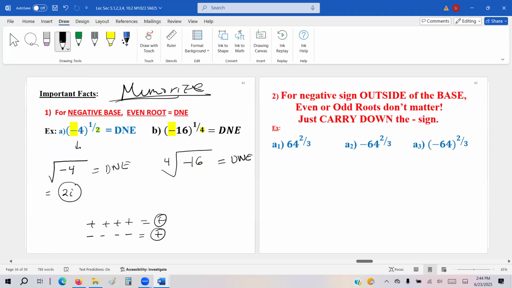But guess what? Odd numbers, they're so generous. They don't care about positive base or negative base. As long as the power is odd or the radical is odd, they always give you something real back. Okay? So odd numbers don't have any problem. The problem is with the even numbers.